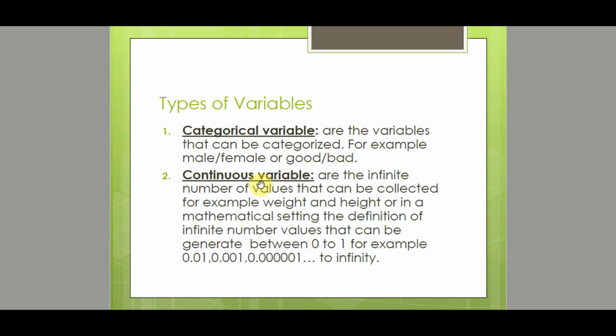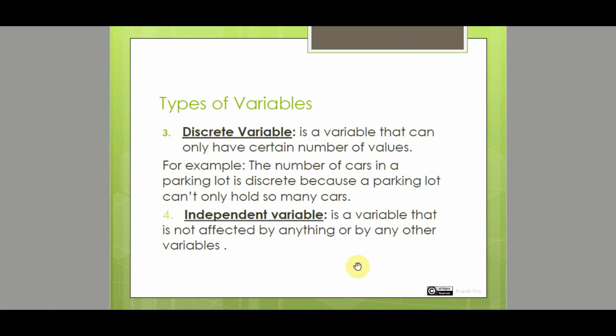Continuous variables have an infinite number of values that can be collected, for example, weight and height, or in mathematical settings, the infinite number of values that can be generated between 0 to 1, for example, 0.01, 0.001, to infinity. Third is the discrete variable, which can only have a certain number of values. For example, the number of cars in a parking lot is discrete because a parking lot cannot hold infinite cars.